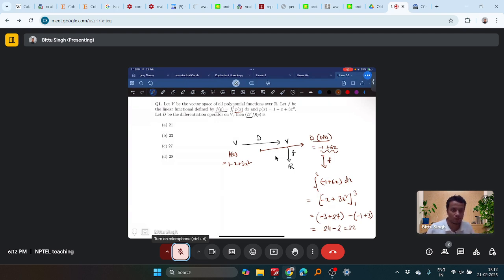Therefore it is clear, right? We have taken the element p(x) and first we applied the differential. Applying the differential we get minus 1 plus 6x. Now applying the linear functional we get the desired thing. So this is our D transpose f applied on the polynomial p.